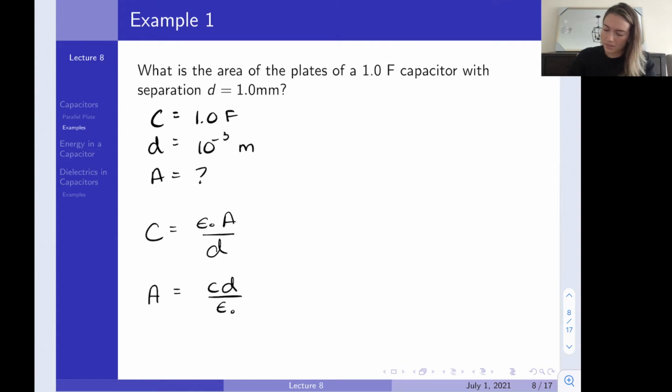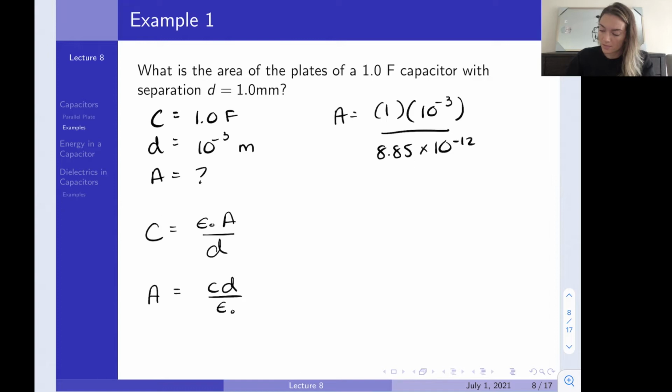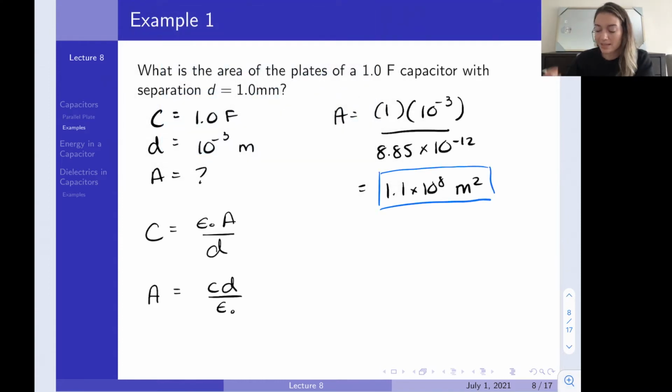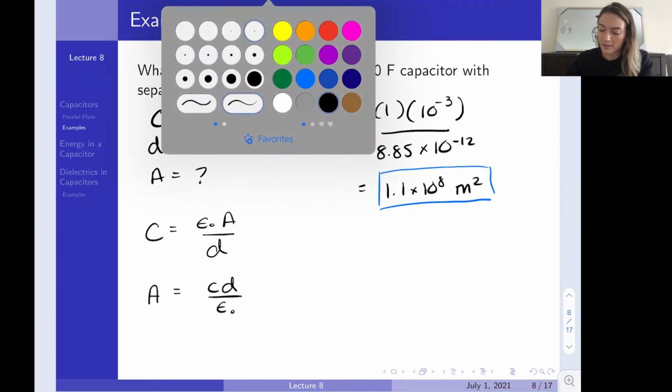And now I can plug in my numbers. So my area will be equal to the capacitance, which is 1 farad, we said. The distance between the plates was 10 to the negative 3 meters. And then epsilon naught is 8.85 times 10 to the negative 12. And this number comes out to 1.1 times 10 to the 8 meters squared. So how big is an area of basically 10 to the 8 meters squared?